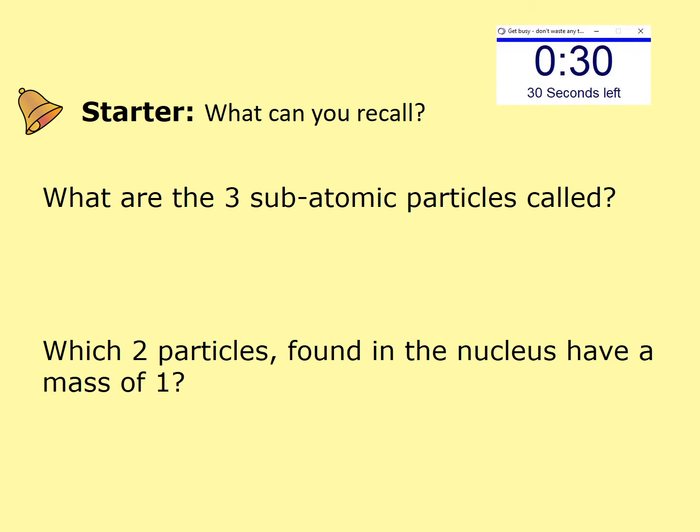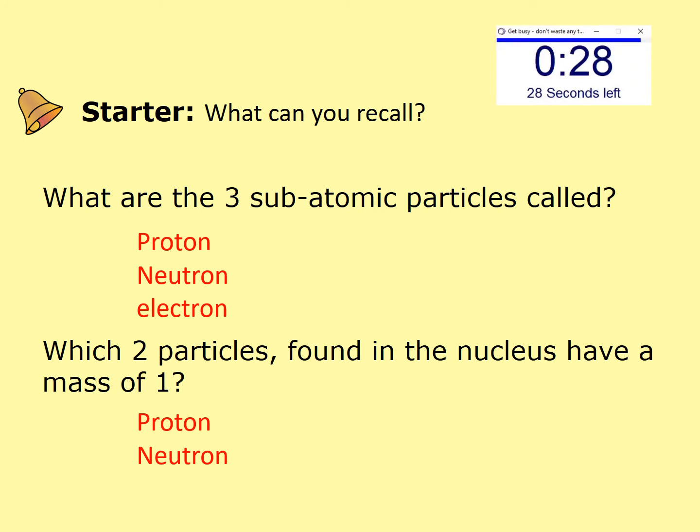Okay, hopefully you have remembered that the 3 subatomic particles are protons, neutrons and electrons, those particles that make up atoms. And of those, the 2 that are found in the nucleus that both have a mass of 1 are your protons and your neutrons.